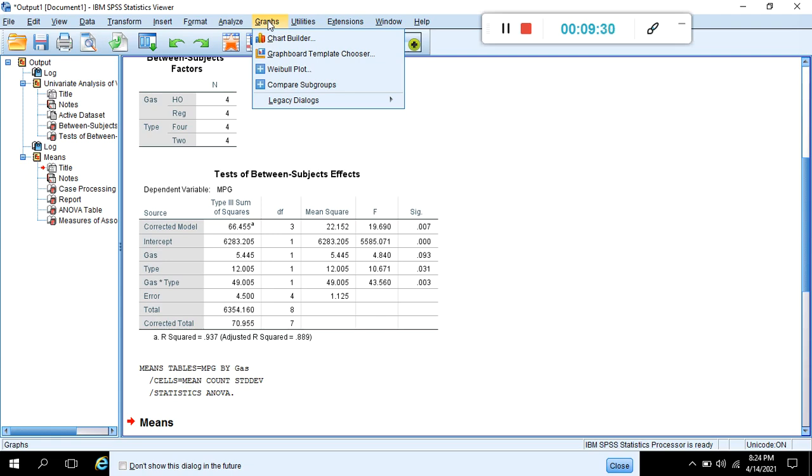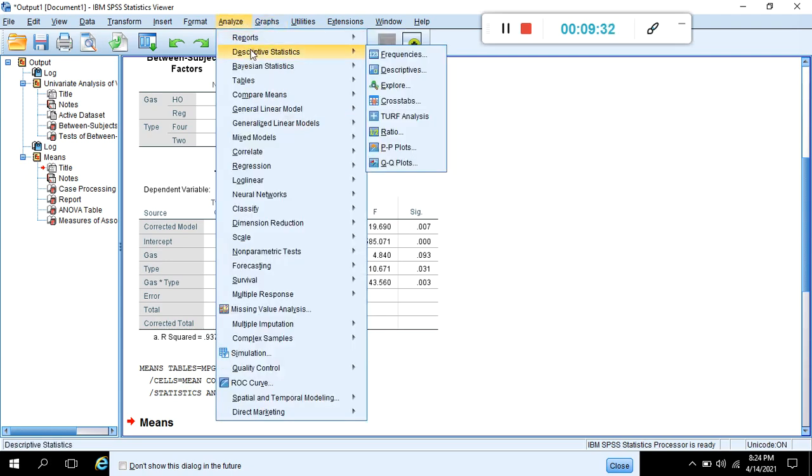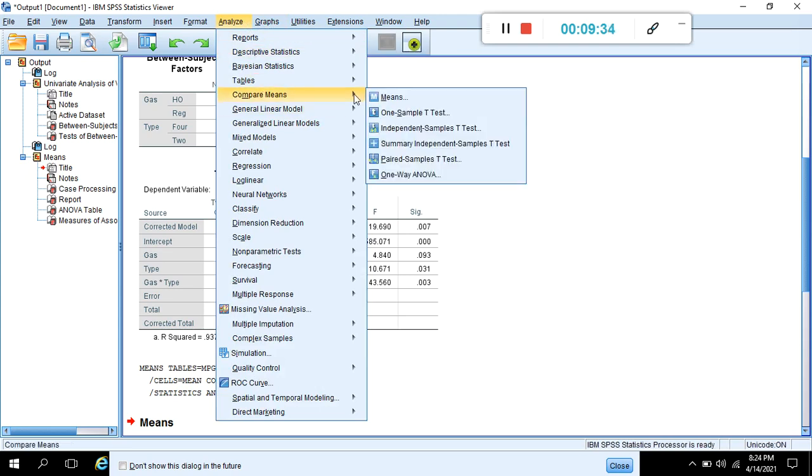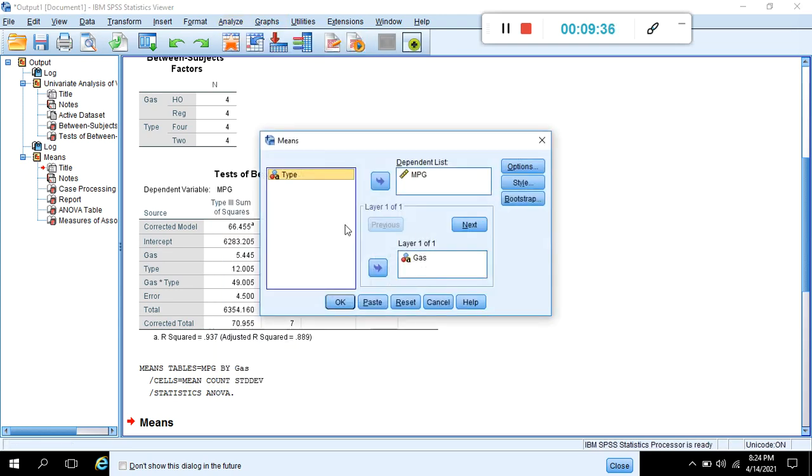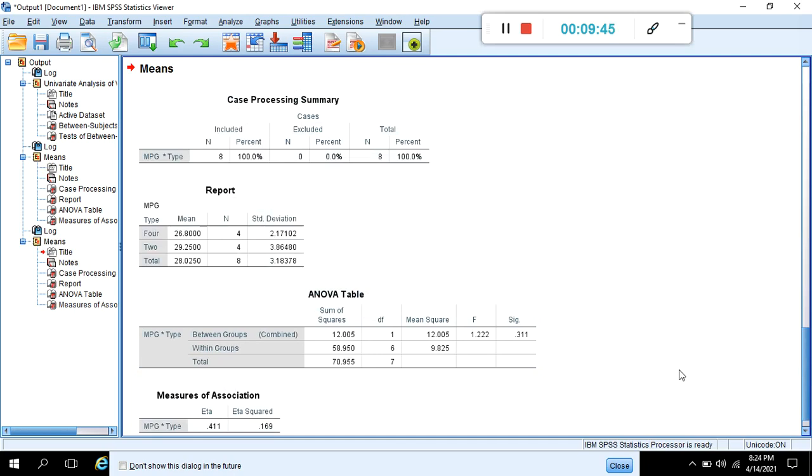Let's look at type by itself. So type by itself is going to be compare means, and then we have, let's get rid of gas, put in type. I think the ANOVA is already going to be checked off, so we're good. And then type by itself is also not significant, interestingly enough.